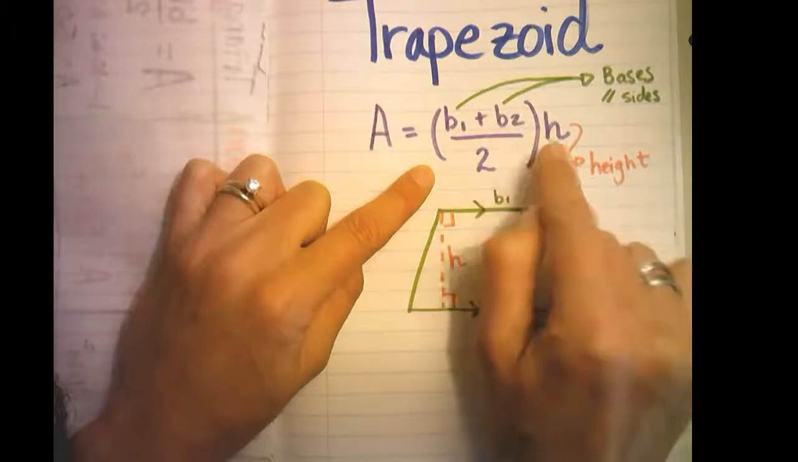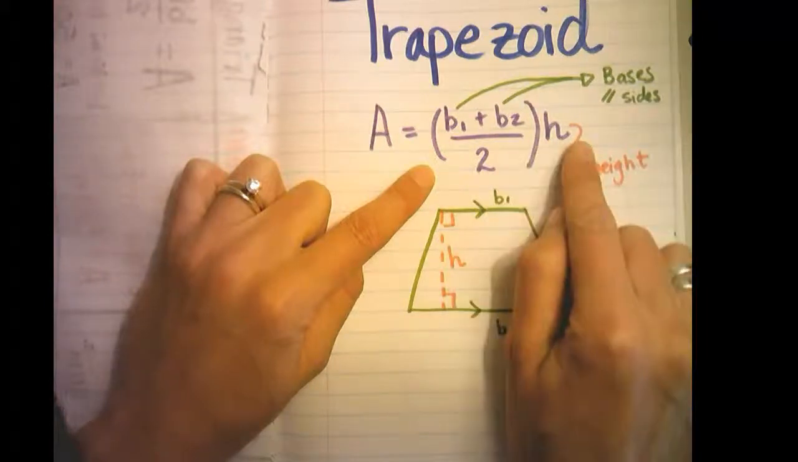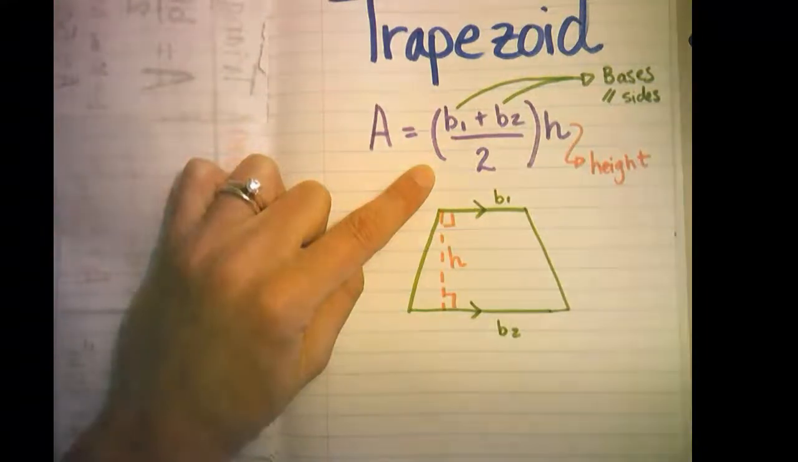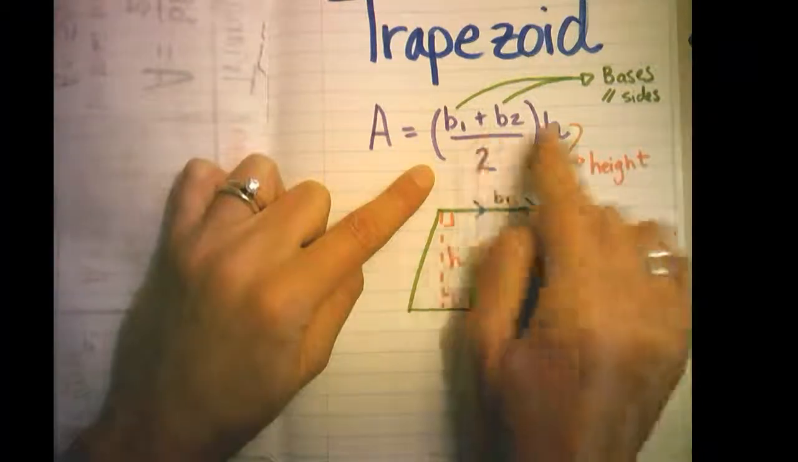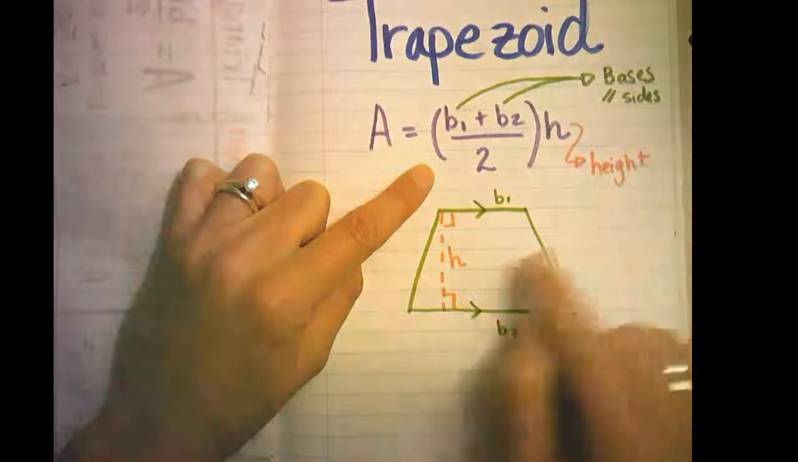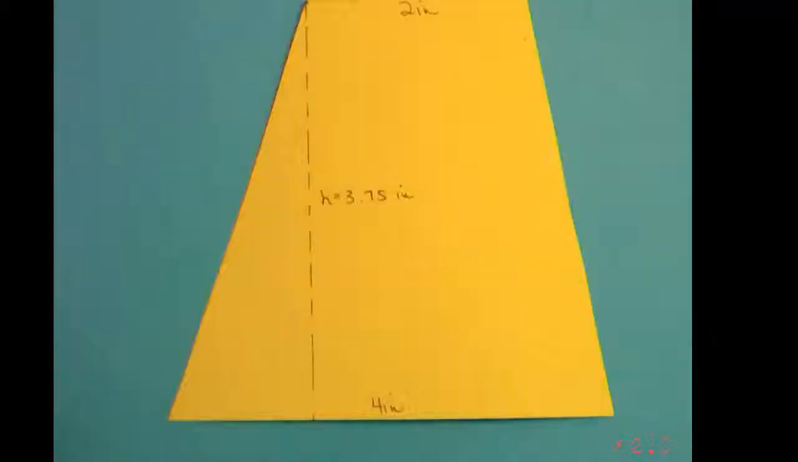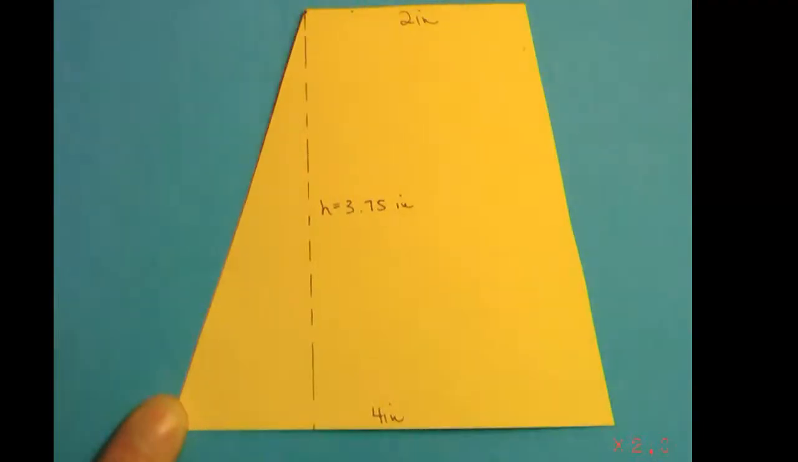When you take a base times a height, what formula does that sound like? Base times height? The area. Yeah, that's the area of what? Rectangle. Good job. So really, this is just base times height, which is the area of a rectangle. That means you must be able to make a rectangle out of a trapezoid. So I made a little trapezoid to show this to you guys.